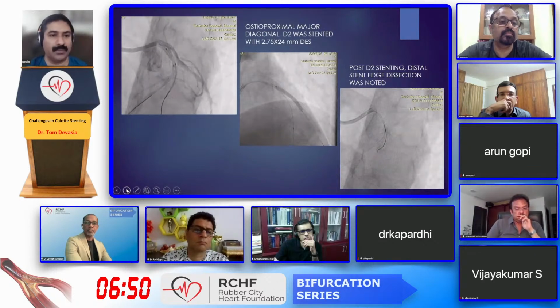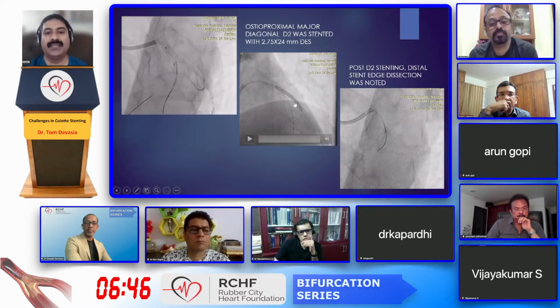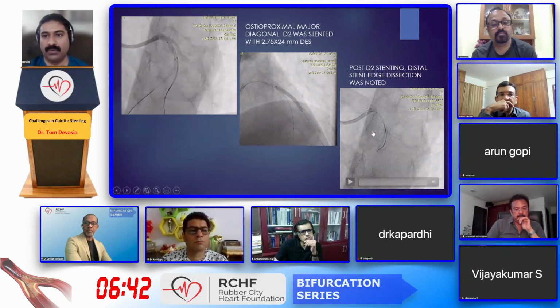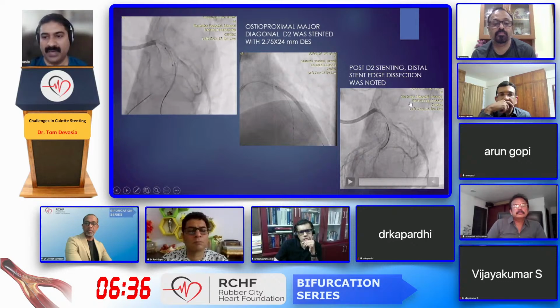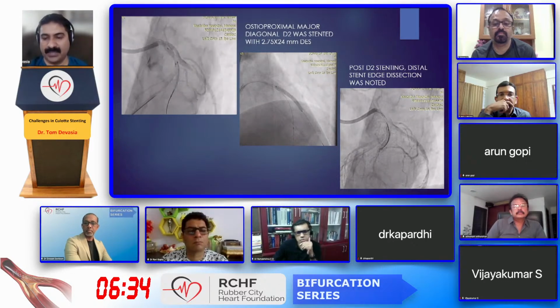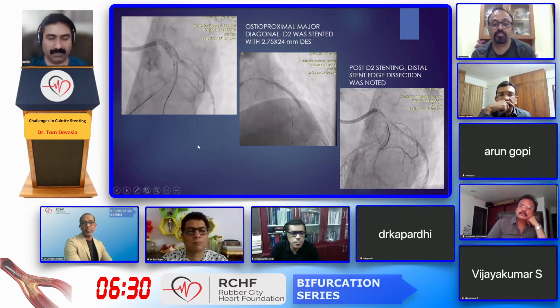So I tried to position a few times, and then I pulled back the stent, and then we stented the diagonal with a 2.75 by 24 DES. After stenting the diagonal, the patient became relatively stable, but then we realized that there is a dissection at the diagonal stent edge, which is not comfortable news for the operator, of course.